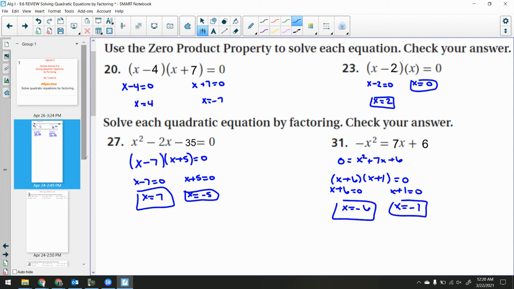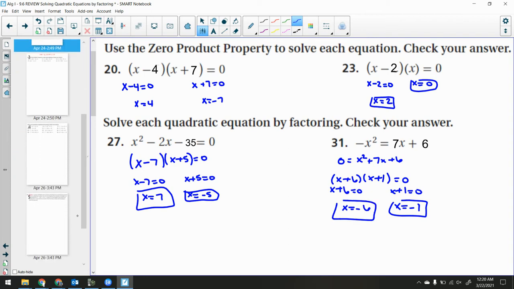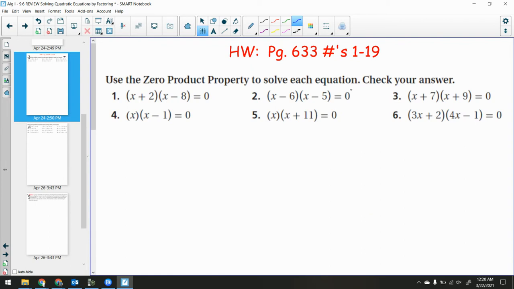All right, so let's take a look at the homework. Go ahead and get out your homework. I'm going to go through these problems. You had to do numbers 1 through 19. Okay, I'm going to read off some answers for the first set, and then, if we need to, we can go over some problems tomorrow in class.